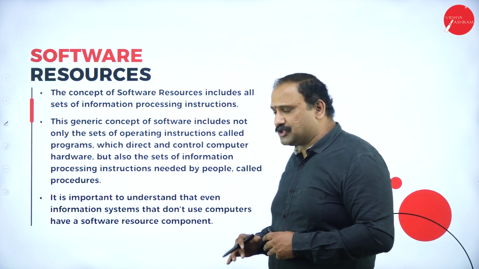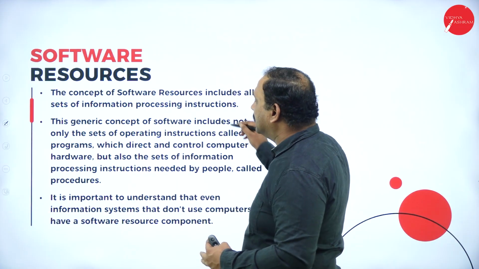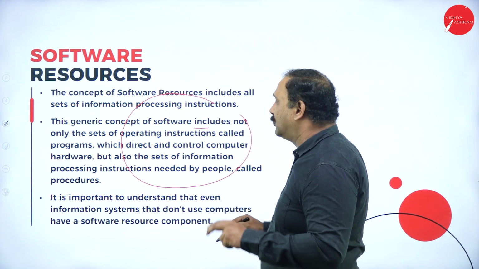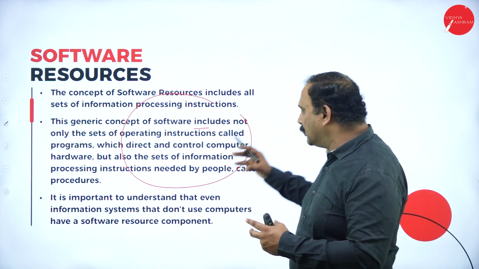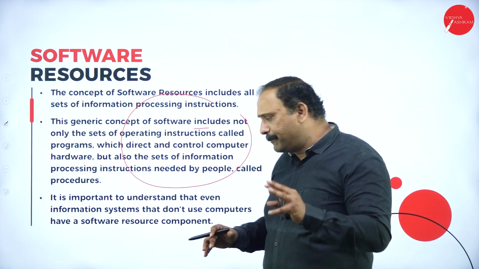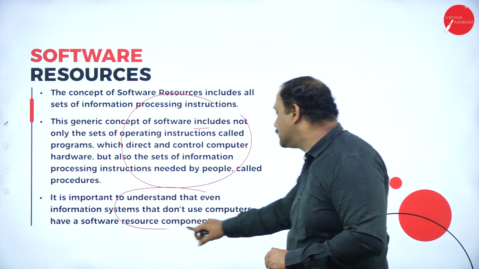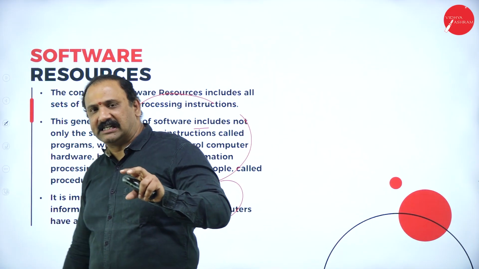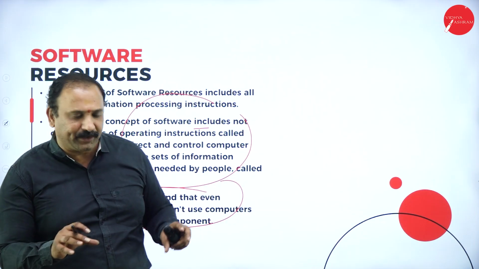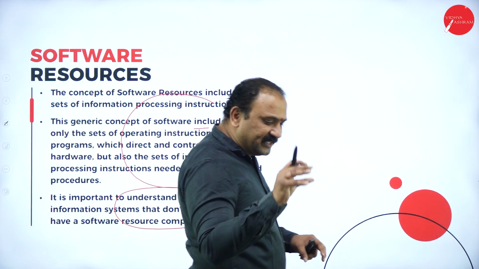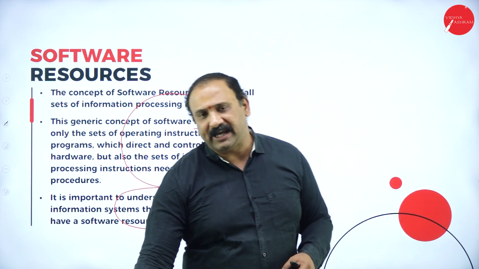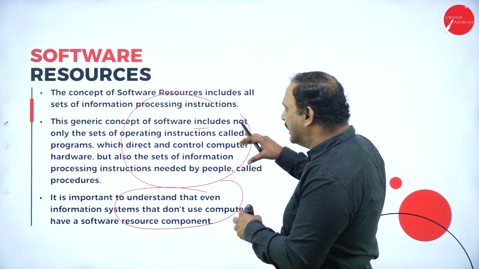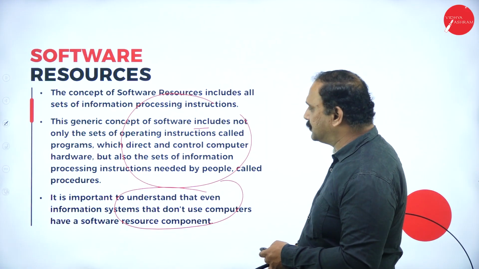Now, let's understand software, because software is very, very important. This includes all the information processing. The generic concept of software includes only the set of operating instructions to the hardware to control it. But it's also important for us to understand that even information systems that don't use a computer have a software resource system. So software is basically the heart of any computer, I would say. Why? Because it gives the instruction, it gives the idea of how to take it forward, where you need to operate, and how things have to be taken forward. So everything is under the software resources altogether.